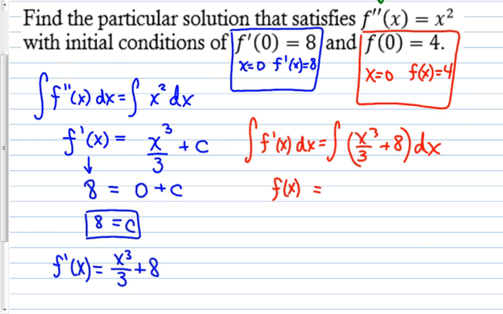So x cubed becomes x to the 4th. I'm going to divide by 4, but there's already a number in the denominator, so I'm going to multiply 3 and 4. Plus 8. Okay, so what do I have to derive to get 8? I have to derive 8x. And then plus c. So now, according to my initial conditions, f of x was 4.